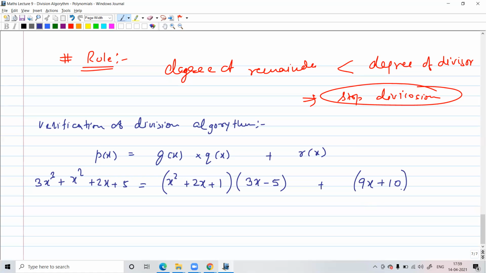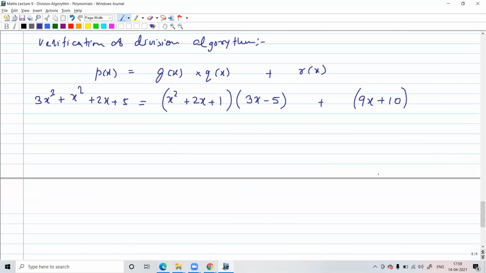So simplify the RHS and tell me whether it is equal to LHS or not. So if we have a polynomial like this, how do we take care of that? We have to first multiply x square with this, then this with 5, then 2x with 3, and then in the last step, you have to multiply 1 with 3 also, and 1 with 5 also.